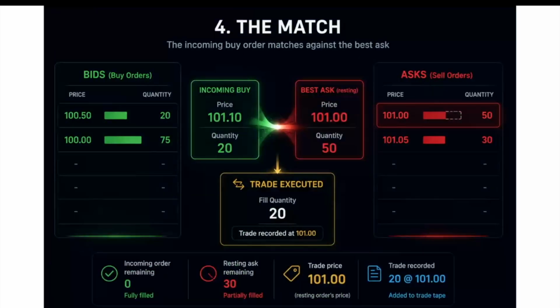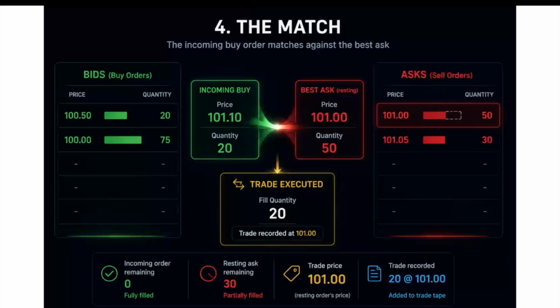So now we have a match. The incoming buy price is 101.1 for quantity 20. The best ask, that is the lowest ask, is 101.0 for quantity 50. Now, a trade is executed, and there are some important semantics of this trade. So, the fill quantity is the minimum of the buy quantity and the sell quantity. So the minimum of the bid quantity and the ask quantity. Here that's 20. You cannot sell or buy more than your counterparty is offering.